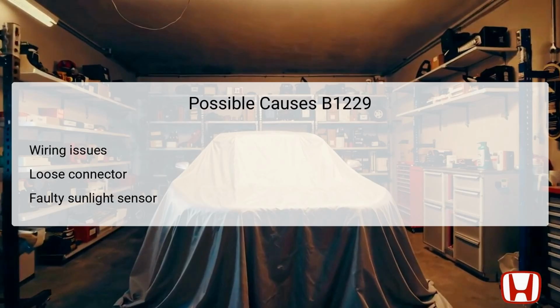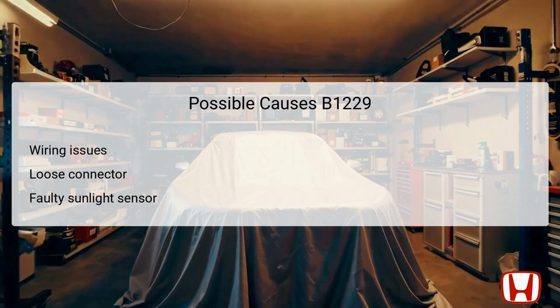The potential causes of DTC B1229 primarily include wiring issues, loose connectors, or a faulty sunlight sensor itself. Wiring issues may manifest as broken or frayed wires that fail to make a complete circuit, disrupting communication between the sunlight sensor and the climate control unit. Loose connectors can also hinder electrical contact.